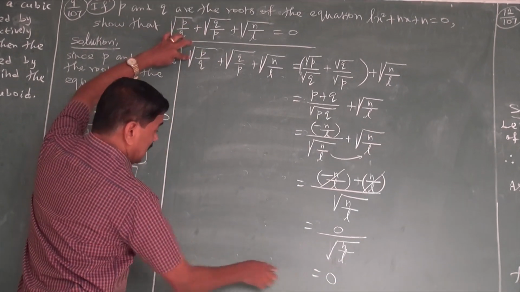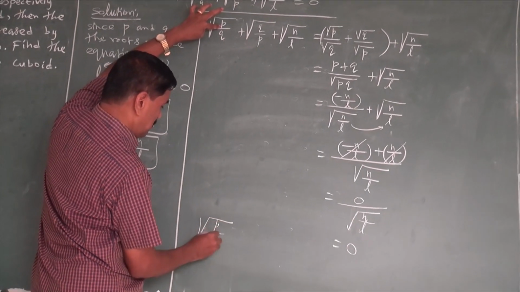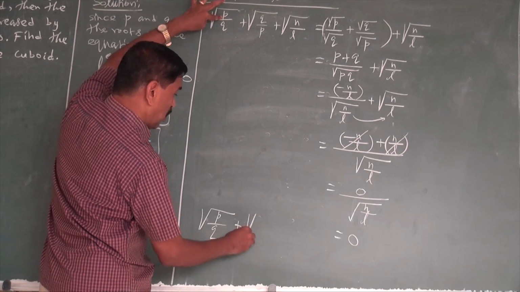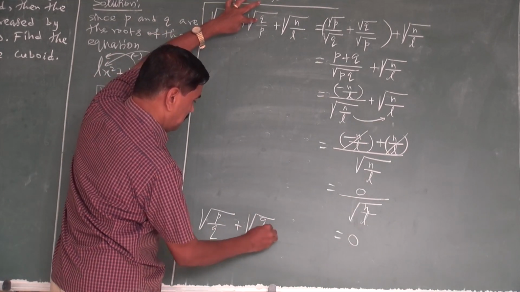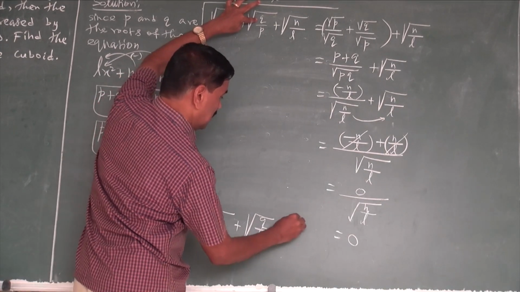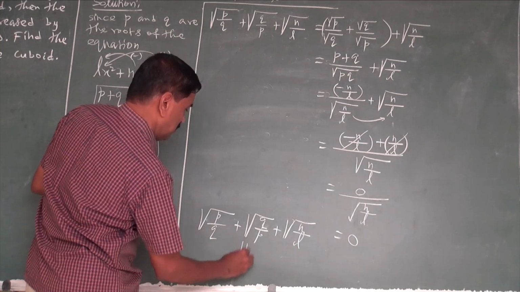So take your LHS. LHS is given by square root of p by q plus square root of its reciprocal, that is q by p, plus square root of n by L, which is equal to 0. So hence proved.